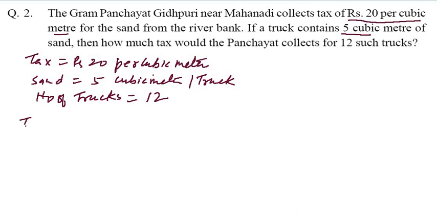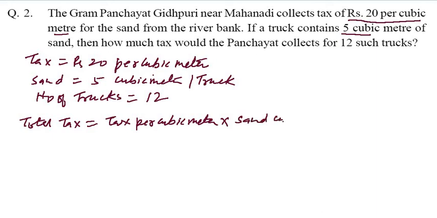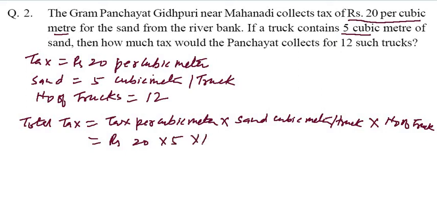So you can write here total amount of tax. So total tax. How can we find the total tax? First of all, tax per cubic meter into sand cubic meter per truck into number of truck. Now you can multiply. Tax is paid in rupees. That is the 20, and here is the 5, and here is the 12. So that is the rupees. It is 20 and 12 5 the 60. So that is the 6 to the 12. So 1200 rupees, and that one is your answer.